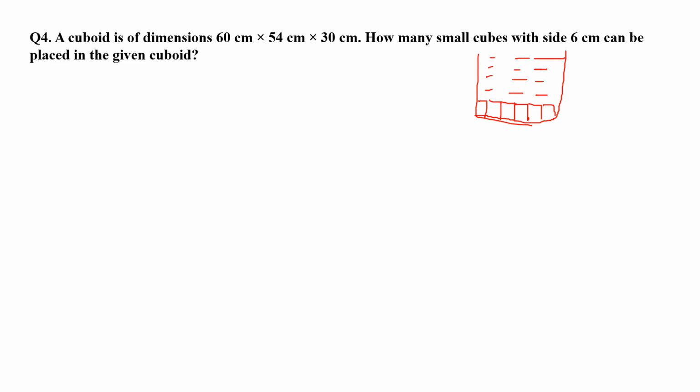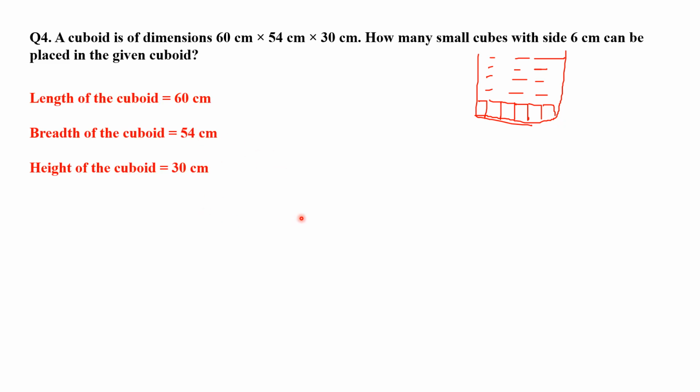So can I say from here the volume of the cuboid will be equal to the volume of all these small cubes, right? But I don't know how many small cubes will fit inside this cuboid. So I have to find the number of cubes. So to find that, we have to first find the volume of the cuboid, then we will find the volume of the small cube also. Okay, so let's find the volume first.